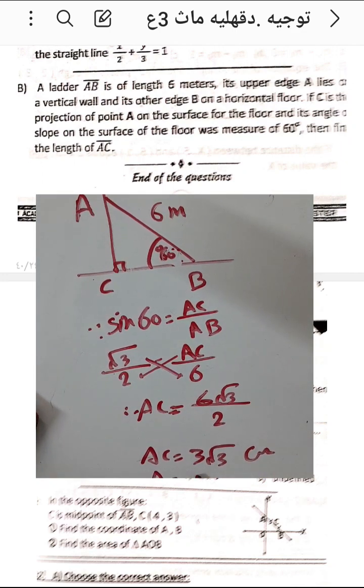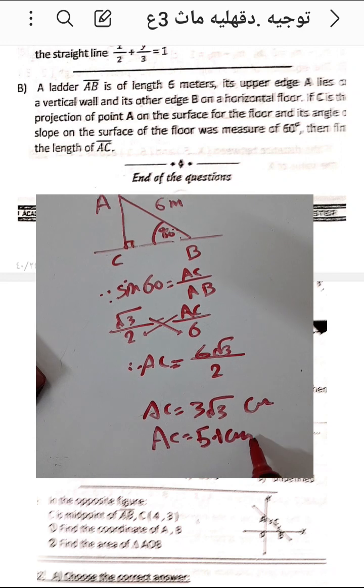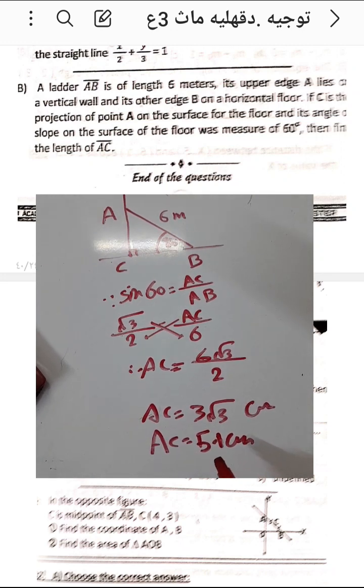AC will be 5.1 meters. Okay, 5 and 1/10. This is the result of this example. Okay, understood.